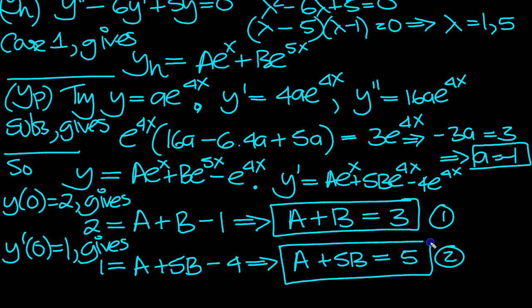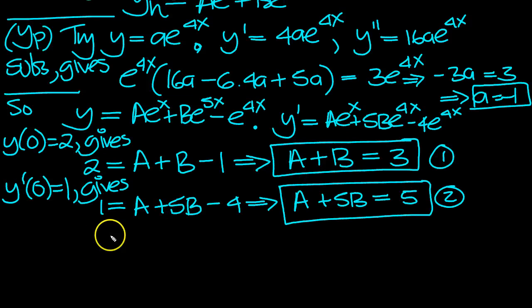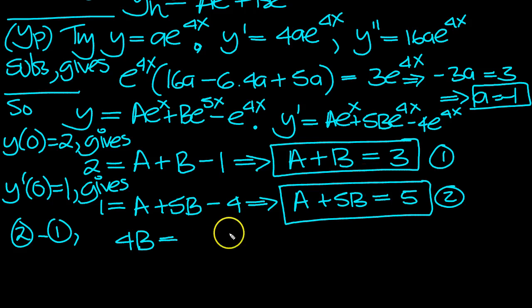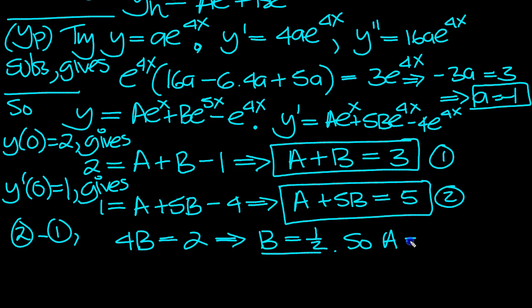So that's good. 2 take 1, because these are bigger than those and the a's will disappear. So 2 take away 1. What does that give? That take that is 4b, and this take that is 2. So b is a half. And then a is equal to 3 minus b. 3 minus a half is 2.5, and you can write that as 5 over 2 if we wish. So there's a and b then.